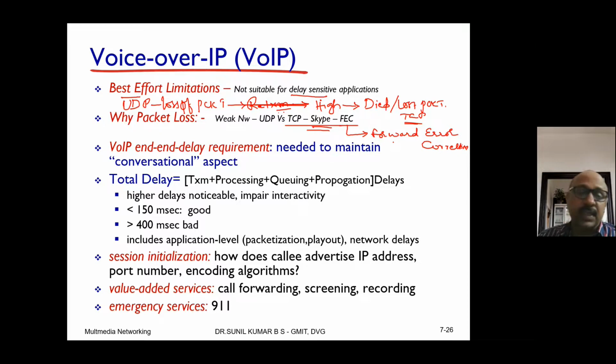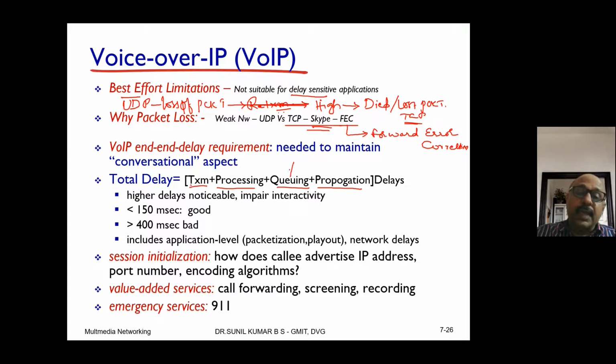Anyway, these are some of the issues that come across in packet transmission. Before going to the further discussion, let us understand voice over internet protocol and its end-to-end delay requirement. The total delay that occurs in the transmission will always have different components in it. You can see here, there are 4 different components. The first is called transmission delay. The second one is processing delay. The third one is queuing delay, and the fourth one is the propagation delay.